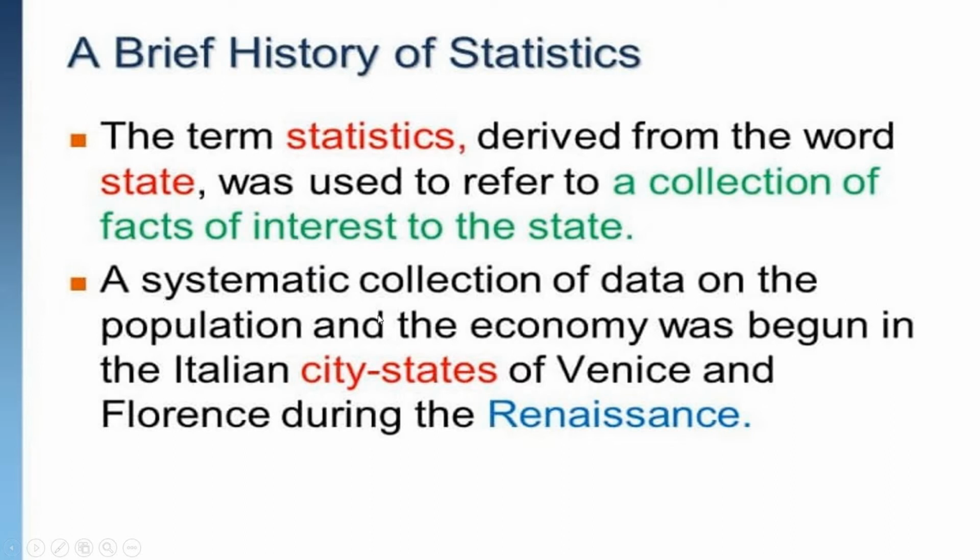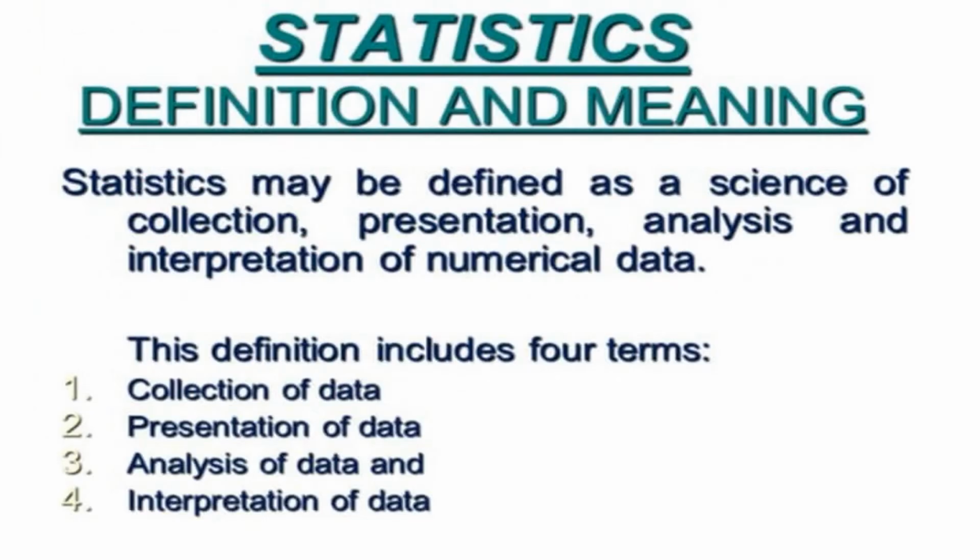A systematic collection of data on the population and economy was begun in the Italian city states of Venice and Florence during the Renaissance. So the economic conditions and systematic population information collected then, the word statistics was used by the rulers. Now, with this word, we collect information and interpret the data in present life, in recent times also, in mathematics.